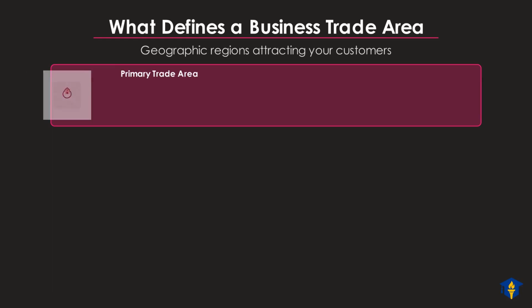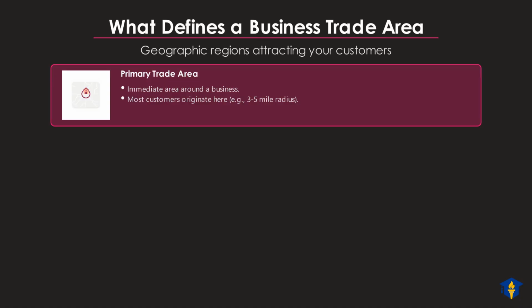We typically start with the primary trade area for a business. This is the immediate area around a business, where most customers originate. For instance, this often falls within a 3 to 5 mile radius of the location.